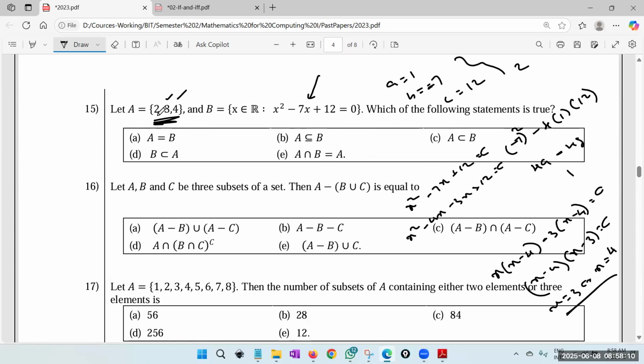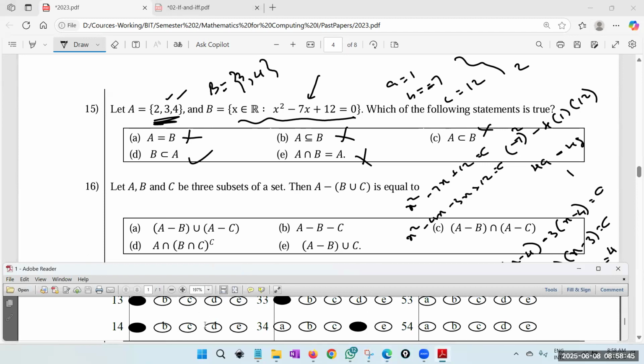Now A is 2, 3, 4. B is 3, 4. That is why I solved this. Another way of writing this is B is 3, 4. Which of the following statements is true? A equals B? No. A is a subset of B? No. A is a proper subset of B? No. B is a proper subset of A? Correct, because B is inside A and not equal. A intersection B is not A. Right? A intersection B is B. Right. The answer is D.